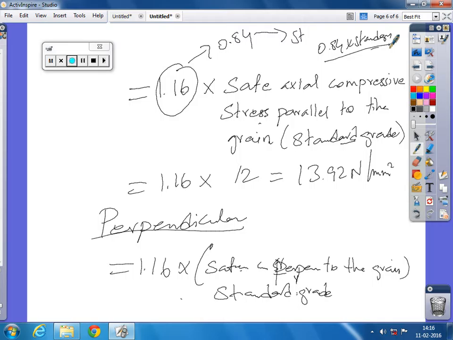What do you mean by standard grade? Yes. For perpendicular it is also 0.84. Boys, solve and show me. Fast. Only if you solve and show me, then I'll put attendance.